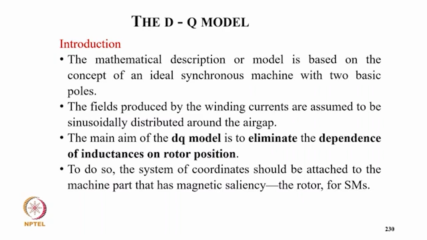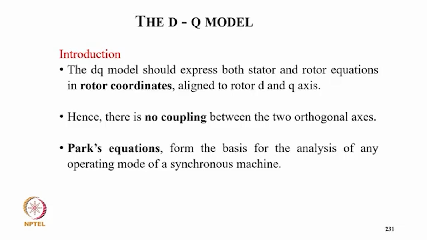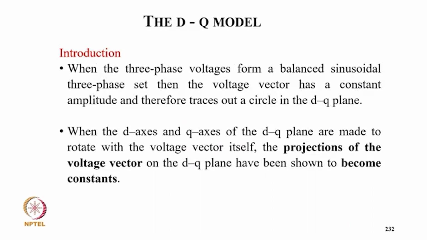The main aim of the DQ model is to eliminate the dependence of inductances on rotor position, and to do so, the system of coordinates should be attached to the machine part that has a magnetic saliency, which is the rotor for the synchronous machine. So the DQ model should express both stator and rotor equations in rotor coordinates along the rotor DQ axes, and hence there is no coupling between the two orthogonal axes, and Park equations form the basis for the analysis of the operating modes of the synchronous machine.